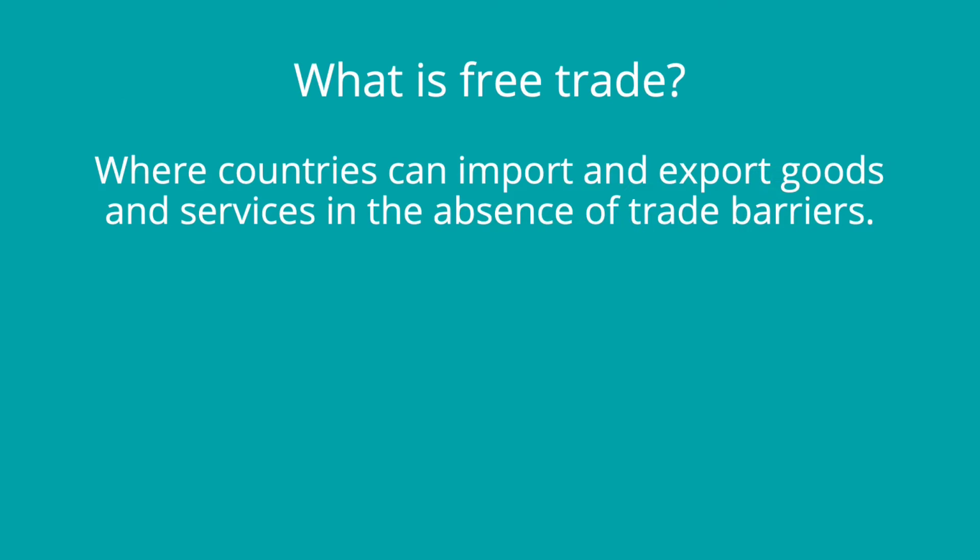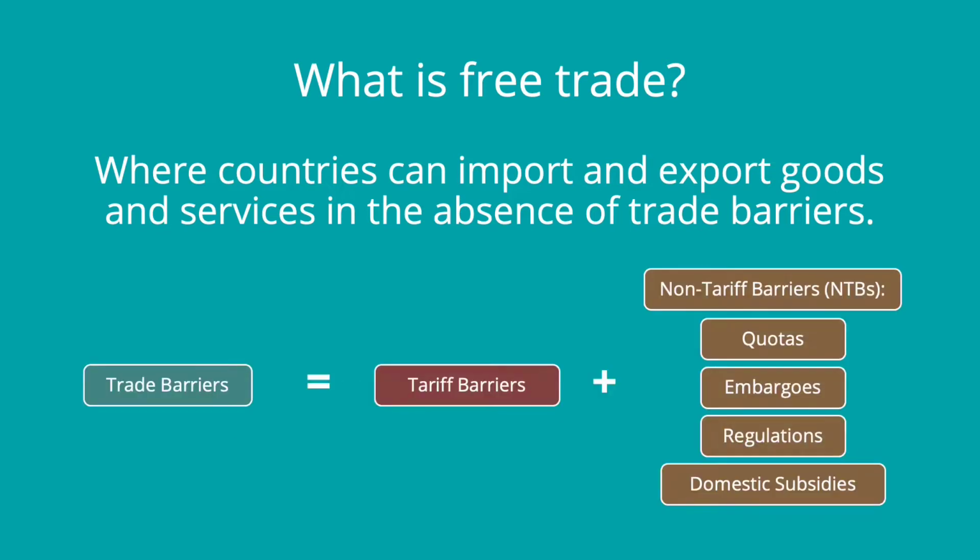Free trade occurs when countries can trade goods and services in the absence of trade barriers. Trade barriers come in two forms: tariff and non-tariff barriers. Tariffs are simply taxes placed on imported goods. These increase the price of imported goods, making them less affordable for domestic consumers. This incentivizes them to buy domestically produced goods instead.